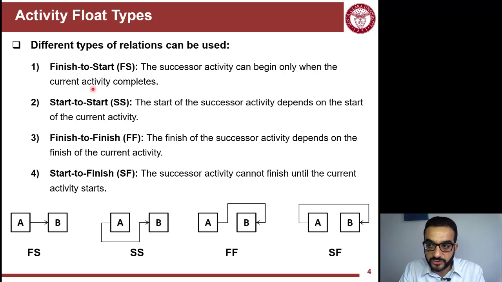And then the last here is start to finish. So I have to start A to be able to finish B. Now in the next slides, we'll see different examples of these, but finish to start is the simple relationship we have seen before, so we'll not cover it.